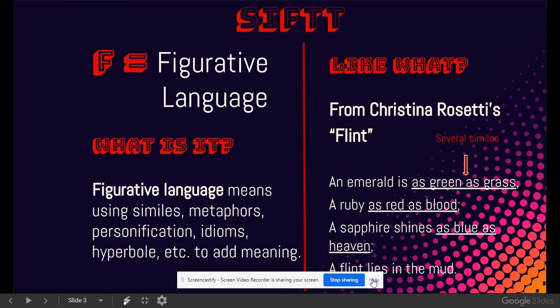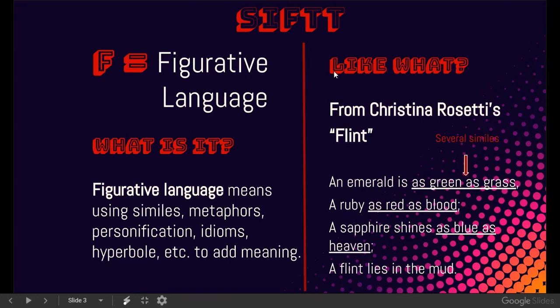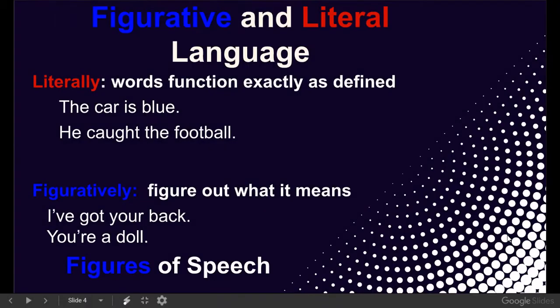So if we look at this poem, we're going to be looking for figurative language. An emerald is as green as grass, a ruby as red as blood, a sapphire shines as blue as heaven, a flint lies in the mud. And so because we are comparing two objects using like or as, these are similes within this poem.